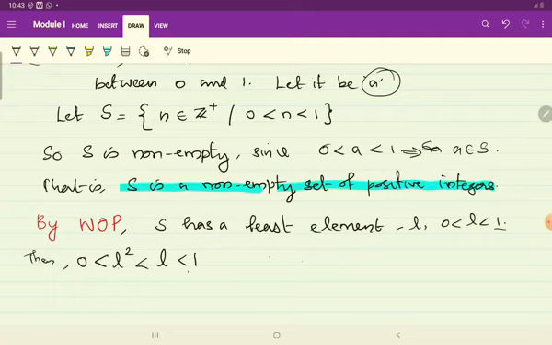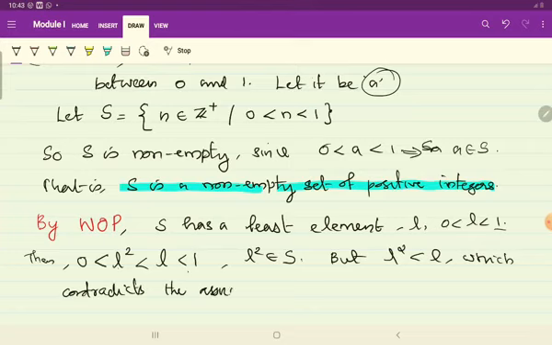So we got that L square is in S. But L square is smaller than L. But L is the least element. So this contradicts the assumption that L is the least element. Okay.